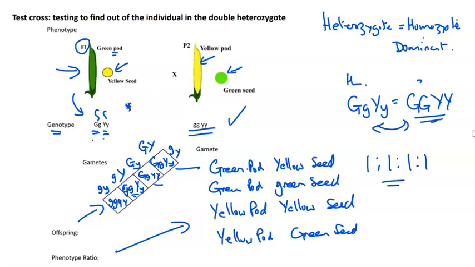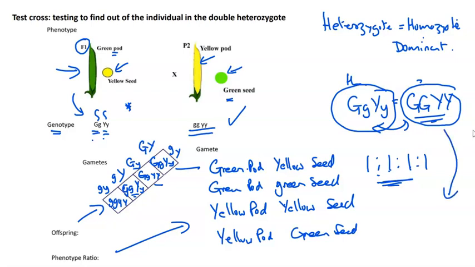So if we have a heterozygote for 2 genes in the test cross with the double recessive, our outcome would be 1 to 1 to 1 to 1 in the phenotype. If we were to perform the same test with a homozygous dominant, then we would only get one phenotype coming out of this cross, which would not have the test cross ratio of 1 to 1 to 1.